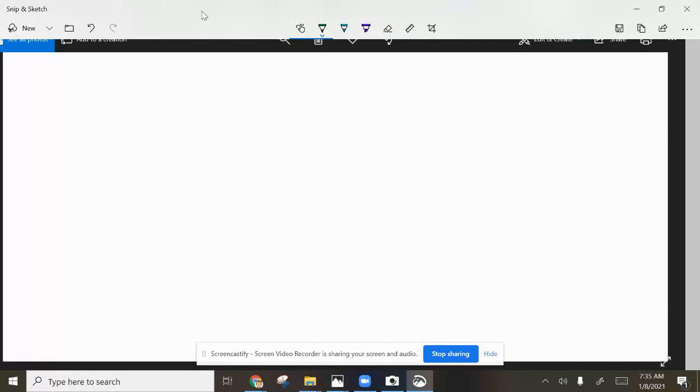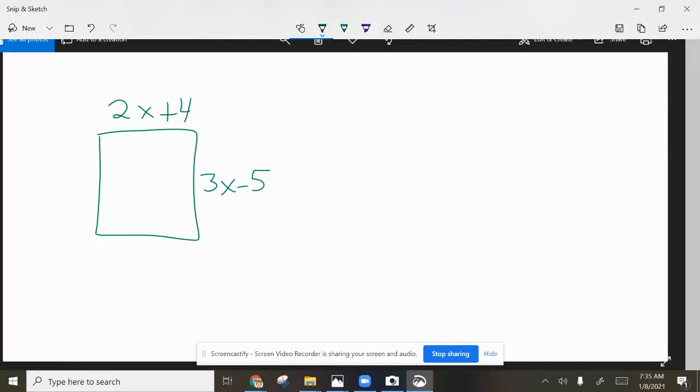All right, let's just do one more basic one that you're going to have in your work in the future. This is a very common type of problem. 2x plus 4, 3x minus 5.